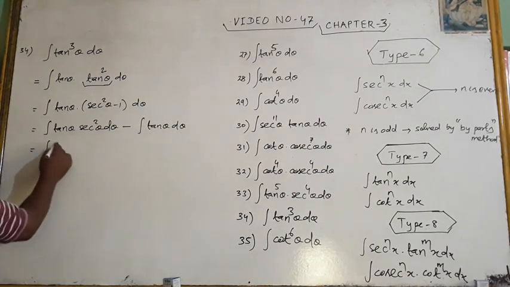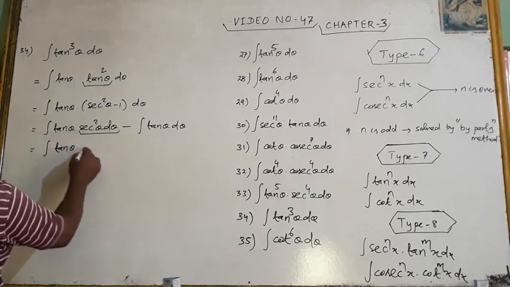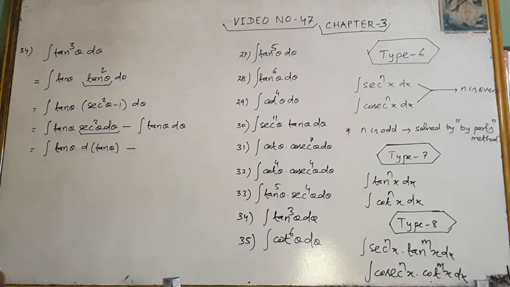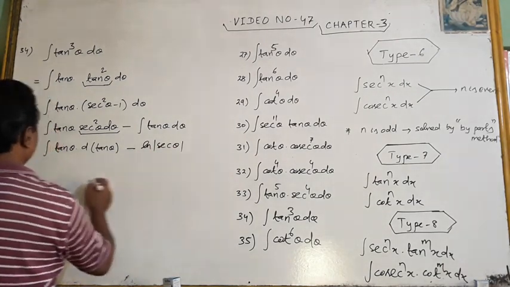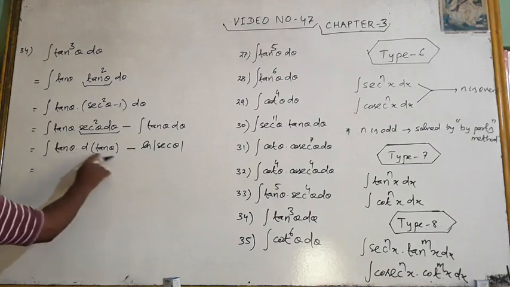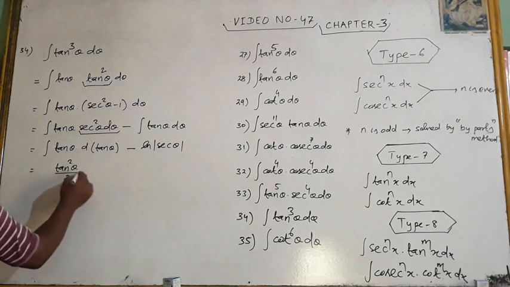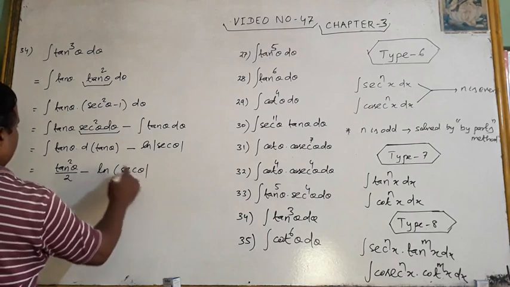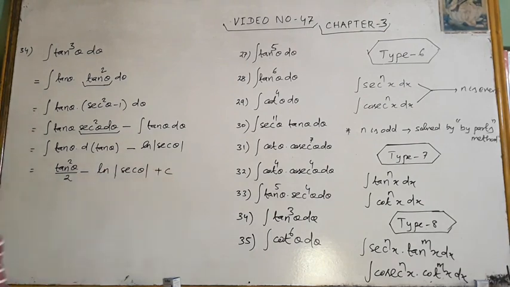Now look at this problem. It is tan theta into this sec square theta d theta, which is simply tan theta times the derivative of tan theta, minus the integration of tan theta, which is ln sec theta. Now if it is t, then it is dt. Then t dt is t square by 2 minus ln of modulus sec theta plus c. Now you are doing this problem.